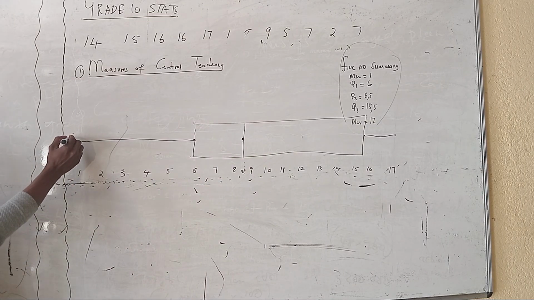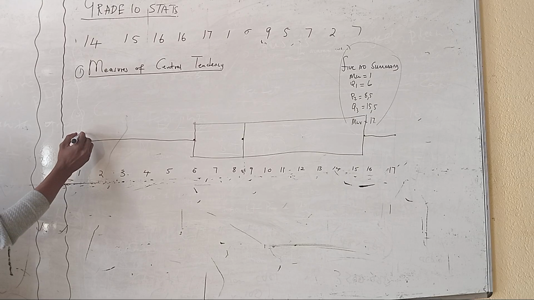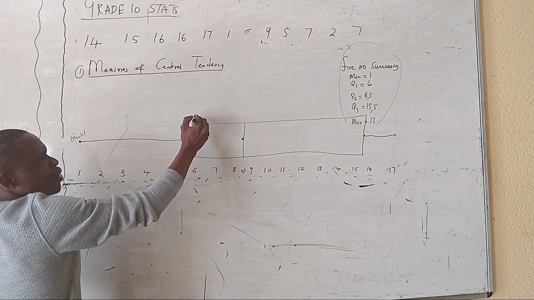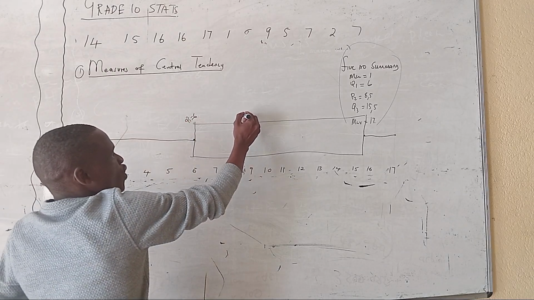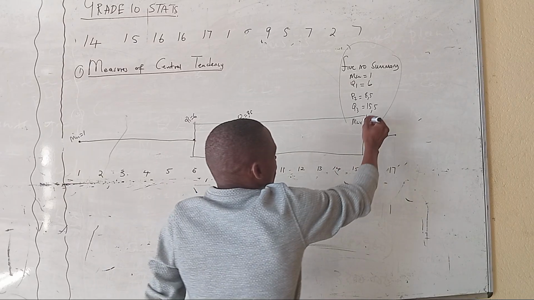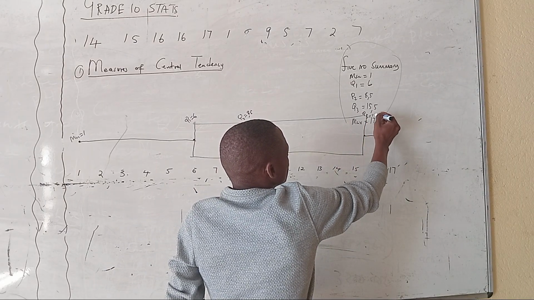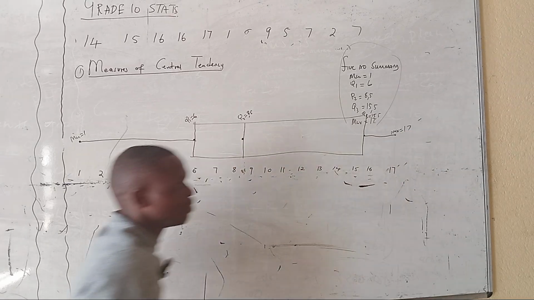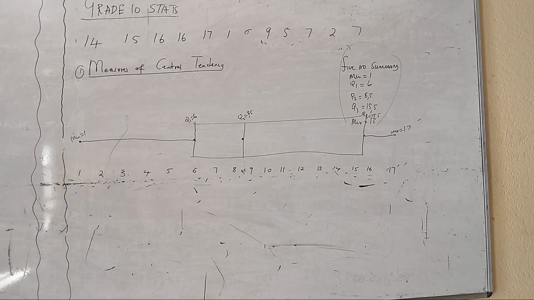This is your minimum. Here is your Q1, which is 6. Q2, which is 8,5. Q3, which is 15,5. And you have the maximum, which is 17. This is your box and whisker diagram. So it was easy, no?